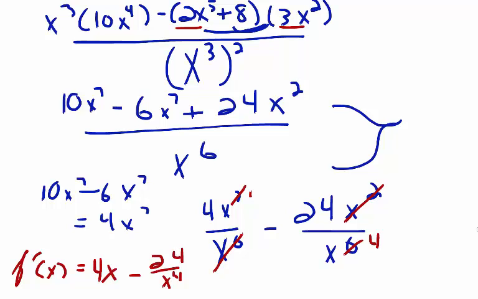And so here we have the first derivative of our function, which we obtained using the quotient rule. That concludes our example. I hope you found it helpful, and we'll see you next time.